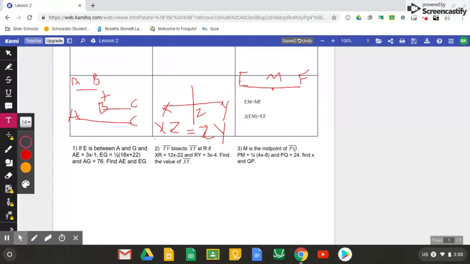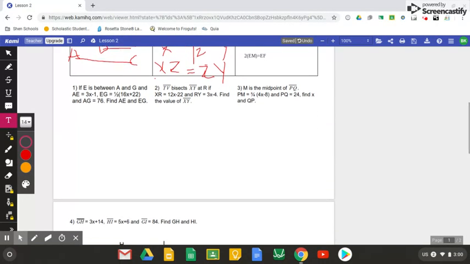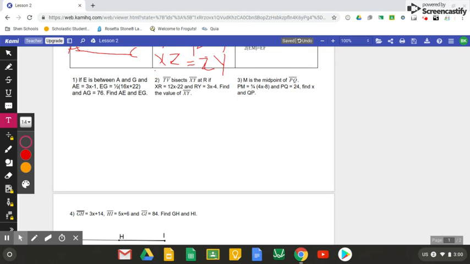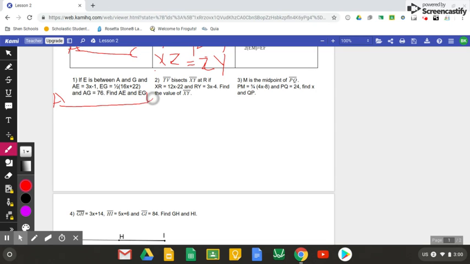So now let's do 3 examples. Basically, you're going to be looking for these keywords: midpoint or bisects, and it's really going to help you solve these problems. So first one, if E is between A and G, drawing a picture will really help a lot this year. So I got A, I got G, and here's E. I know it's not the best picture, but that's all right. It doesn't have to be perfect.